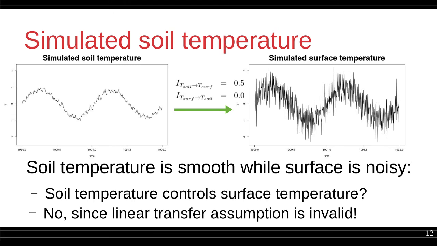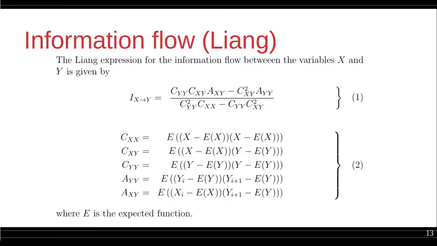Let us finally use mathematics to show that Liang will estimate that the information flow will flow from the dataset with little noise to the dataset with a lot of noise when the signal is strong. Next. Equation 1 shows the expression derived by Liang to estimate the information flow between dataset X and Y. The coefficients are also listed in equation array 2, so that you can apply this method to your own data.